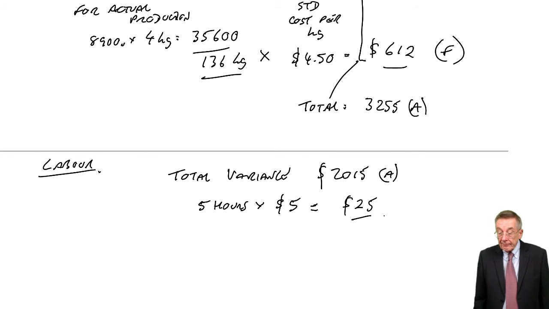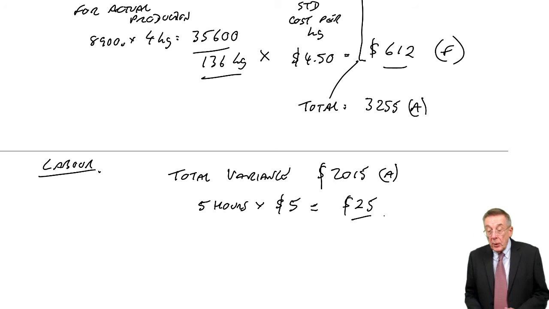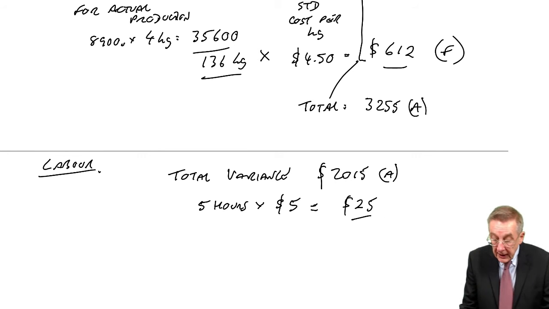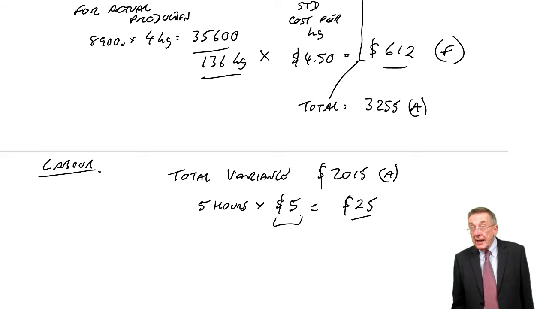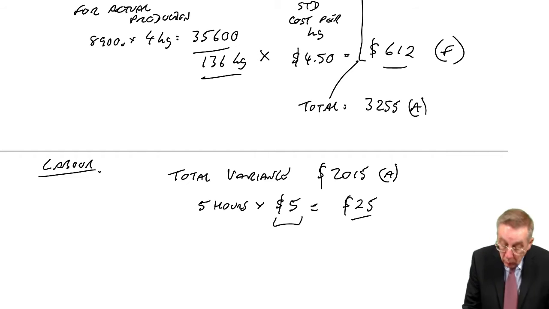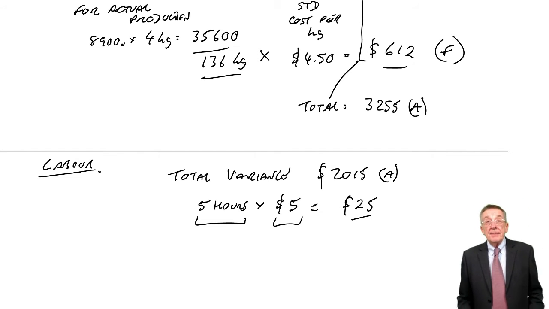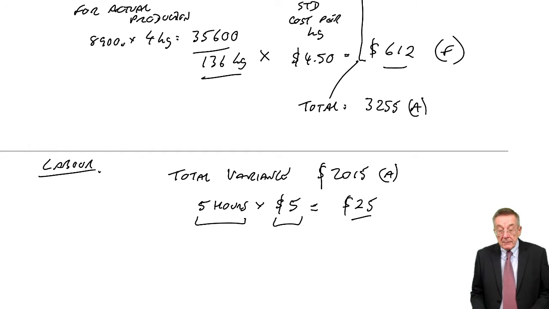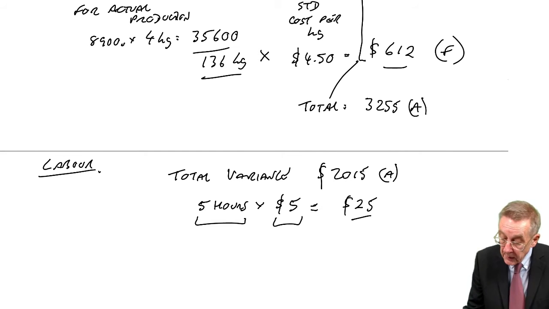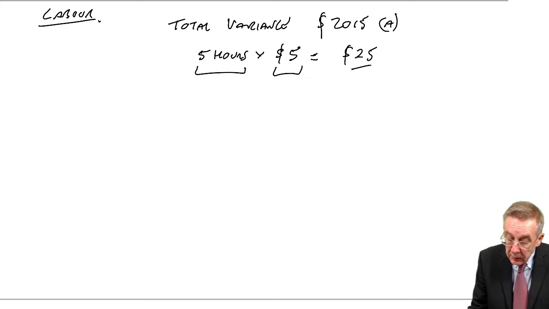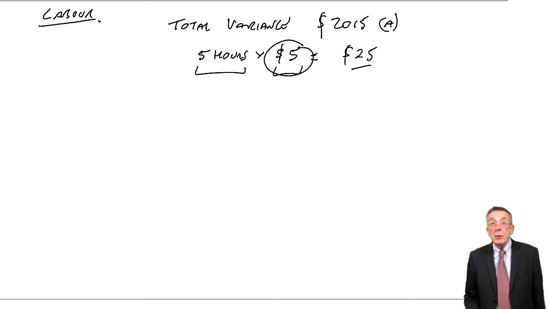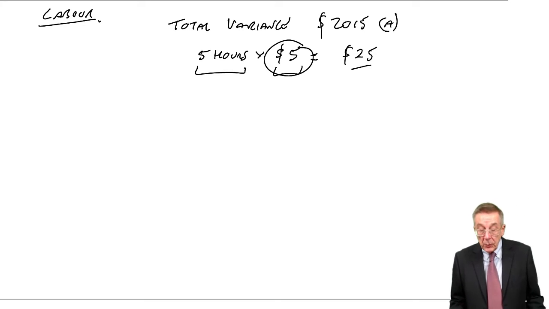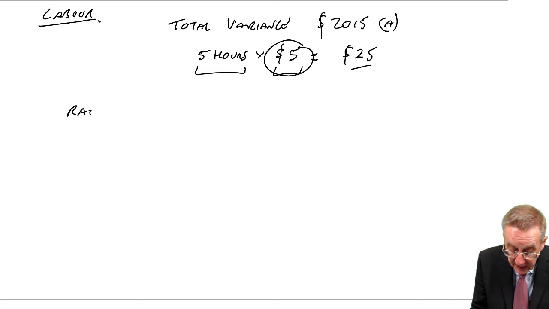25. And so in a similar way to materials, we know we spent more than 25, but was it because we paid them more than $5 an hour? Or was it because they took more or less than 5 hours a unit? As you'll see in a minute, there is actually one more variance involved here, but I'll explain as we go along. But let's look first of all at the $5. Did we pay $5 an hour or didn't we? And we call this the rate of pay variance.